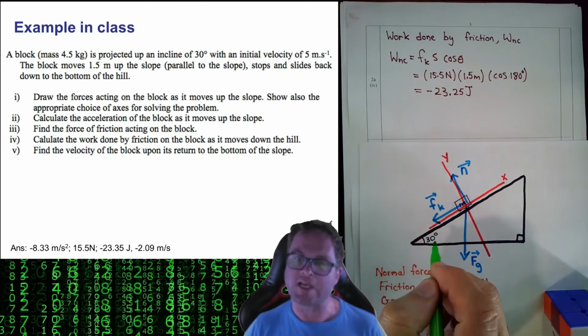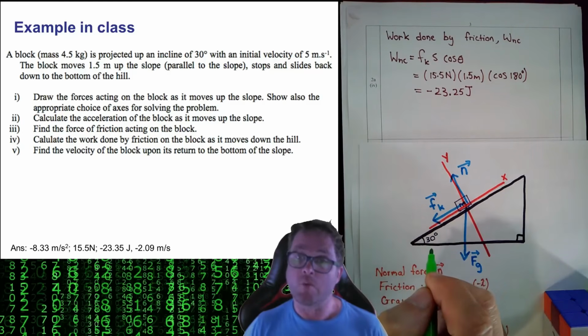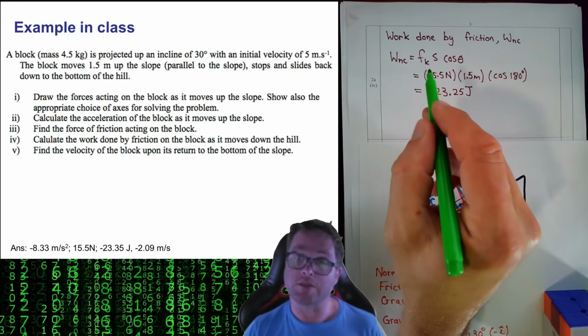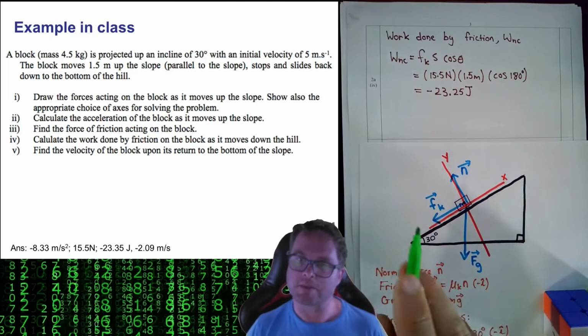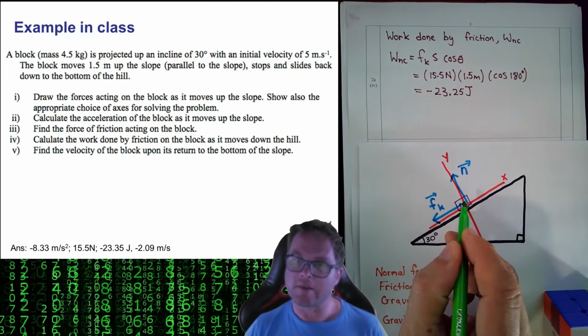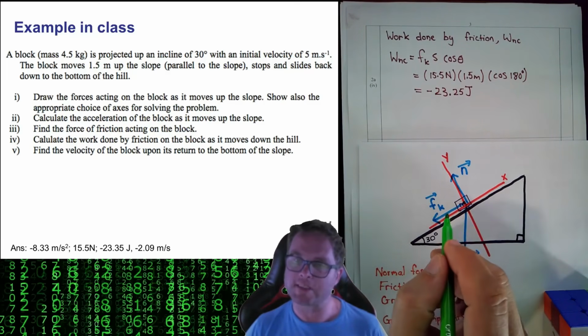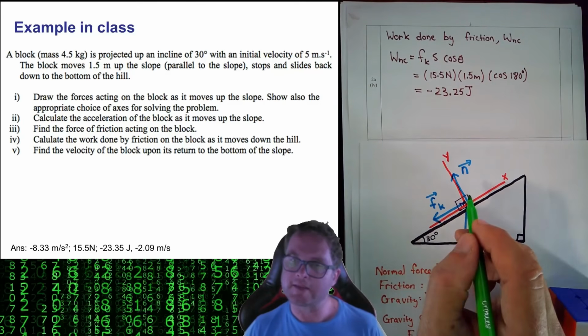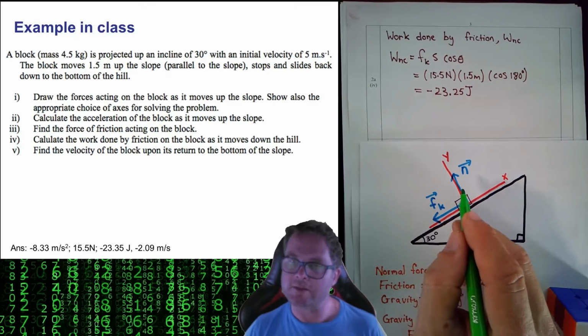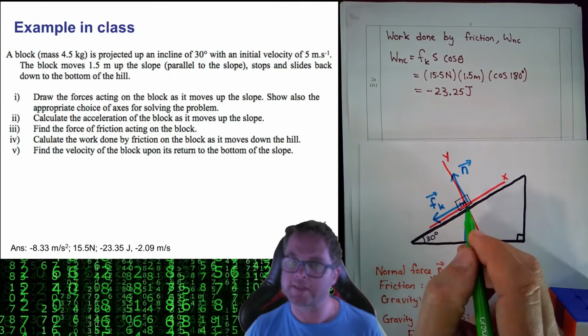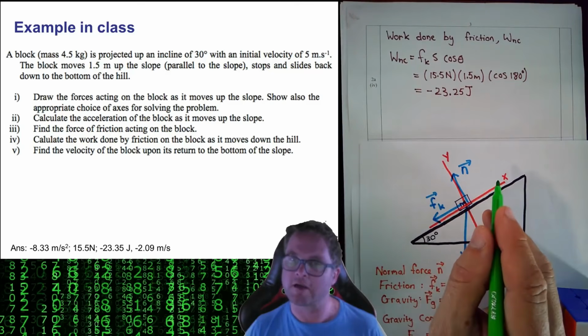We don't use this theta as 30 degrees, the slope of the hill. We need to remember to use the angle between the force of friction and the displacement. So for us, the force of friction is acting down the hill, and the displacement is up the hill in this direction. So the angle is going to be 180 degrees because the friction and the displacement vector are in opposite directions.